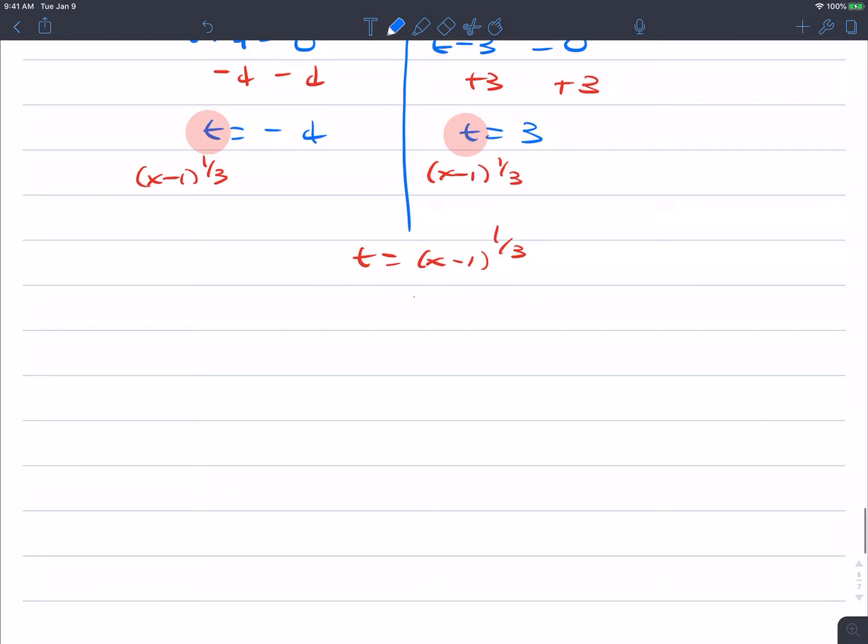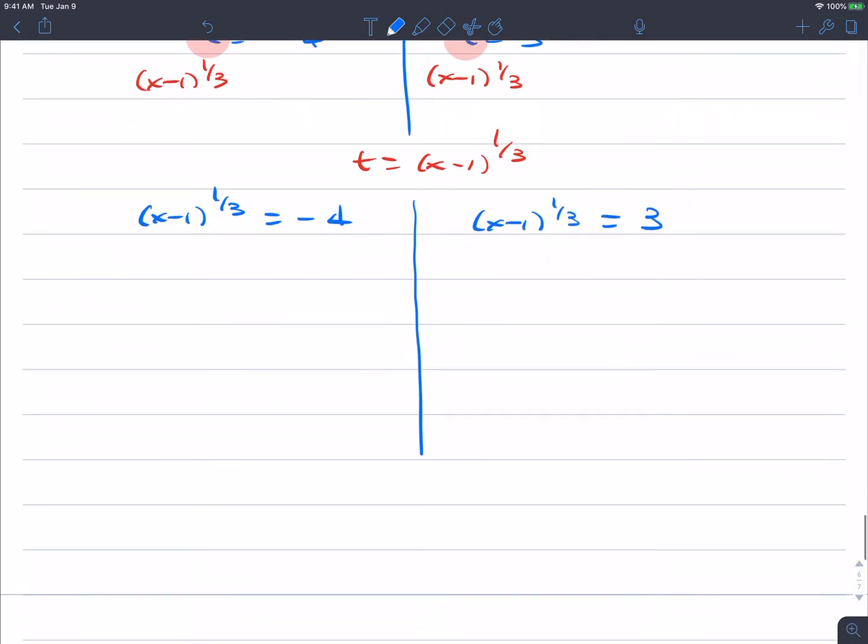So we get two equations now. (x minus 1) to the 1/3 power equals negative 4, and (x minus 1) to the 1/3 power equals positive 3. This is the cube root of x minus 1 equal to negative 4, and the cube root of x minus 1 is positive 3.